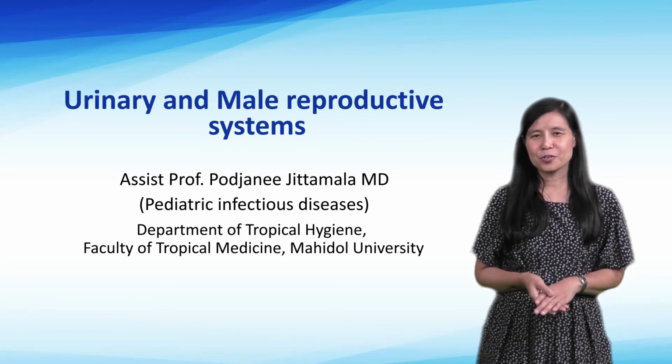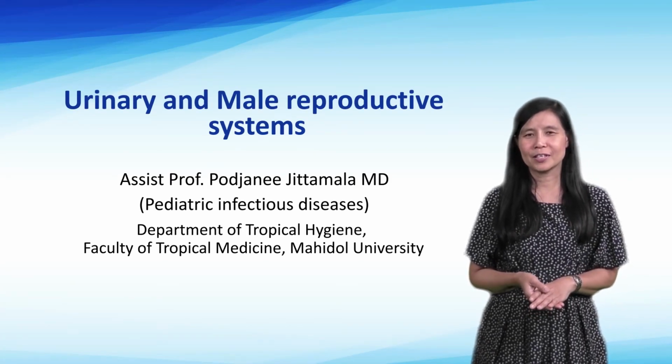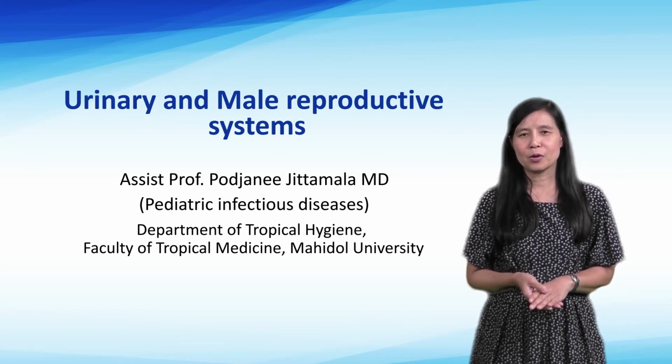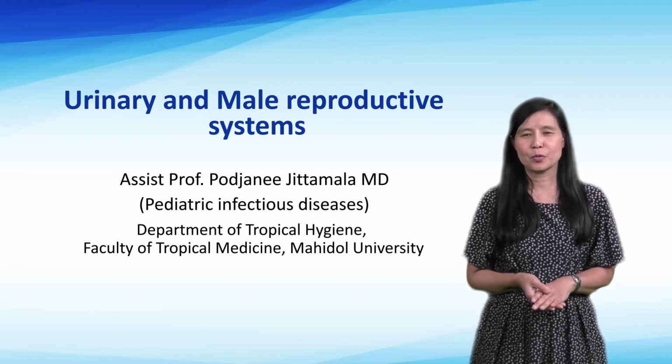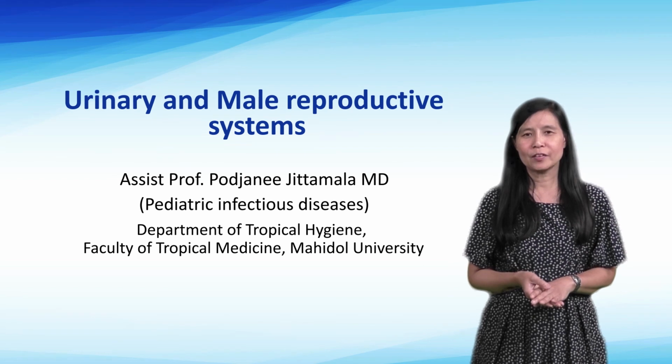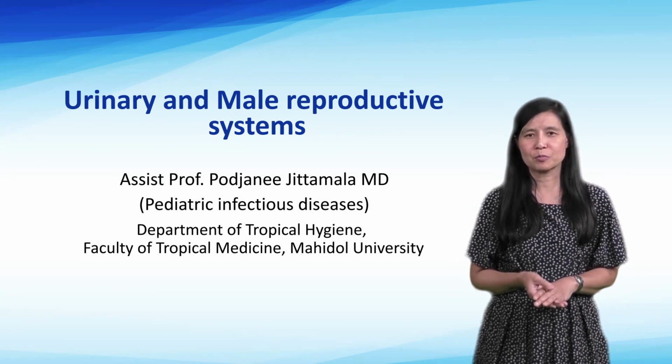After the completion of this lecture and video link, the student should be able to describe the structure of the urinary and reproductive systems of the male. The student should be able to analyze the words related to these subjects.